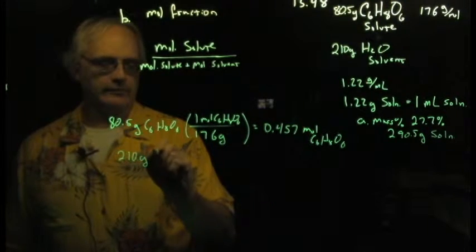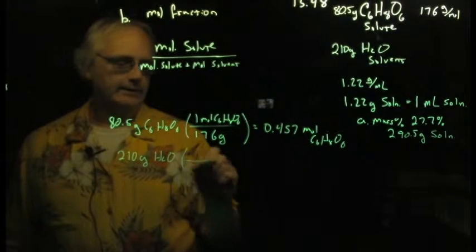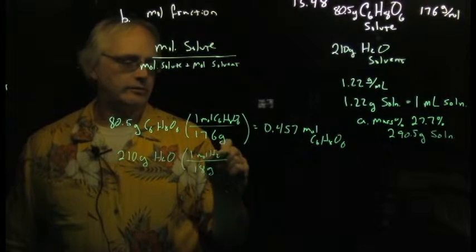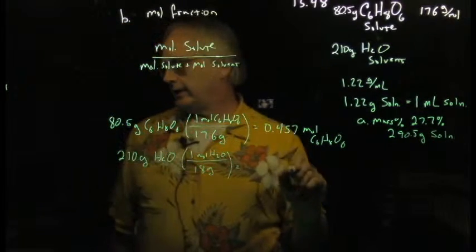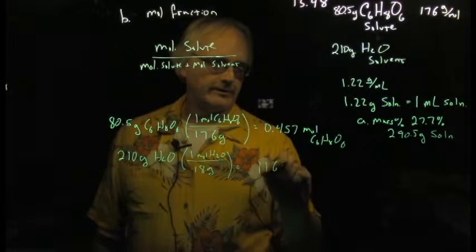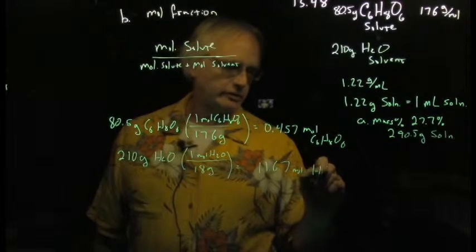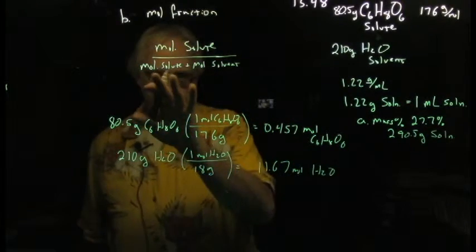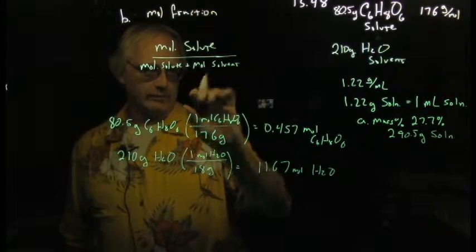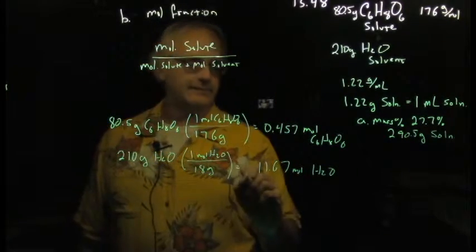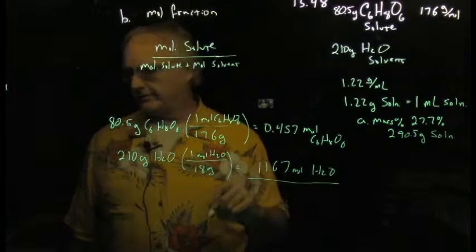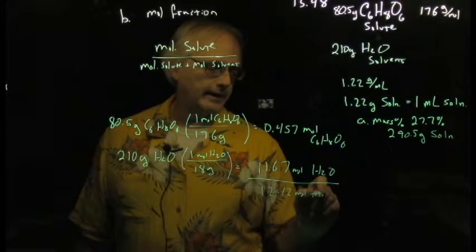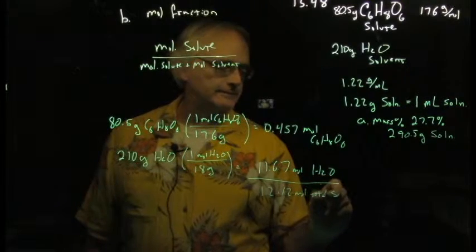210 grams water, the solvent. 18 grams is 1 mole of H2O. And that gets me, oh, what was it? 11.67 moles of H2O. And I look up here and I see I don't need on the denominator moles of solute and moles of solvent. I need them both. So I've got to add these together. Total number of moles. And we just punch that out in the calculator. We get 12.12 moles total. Or moles of solution.